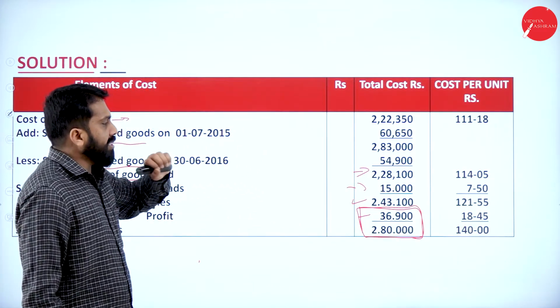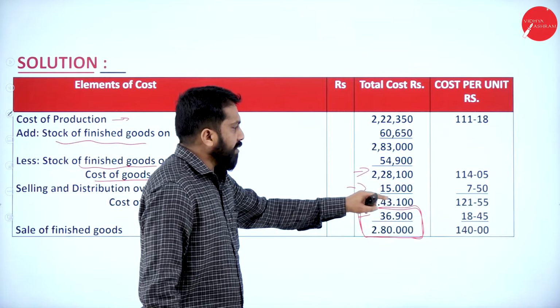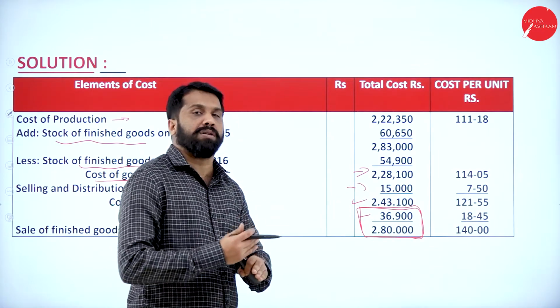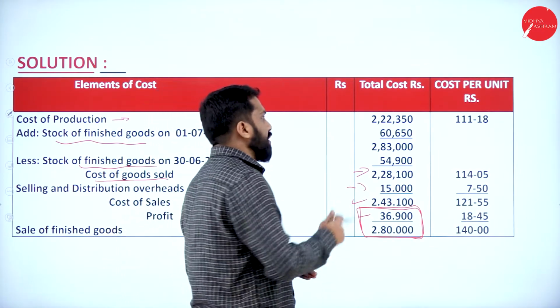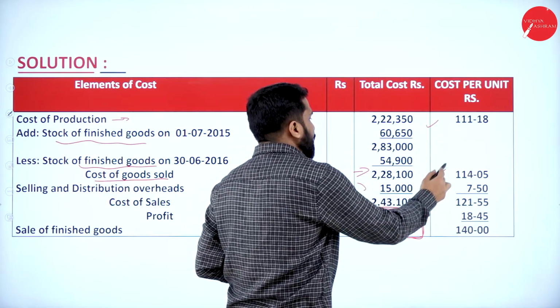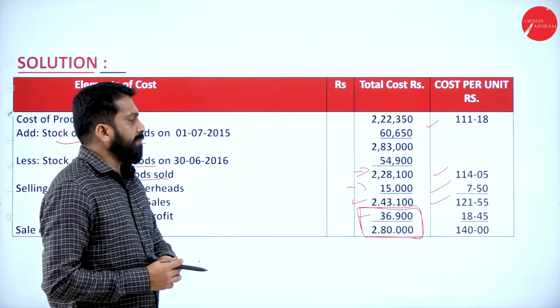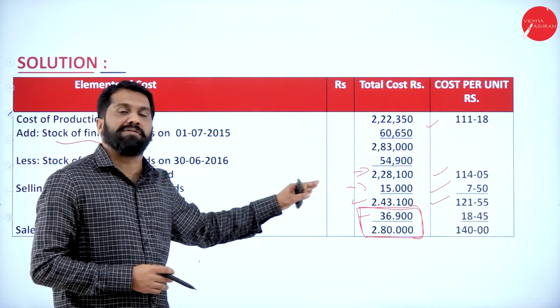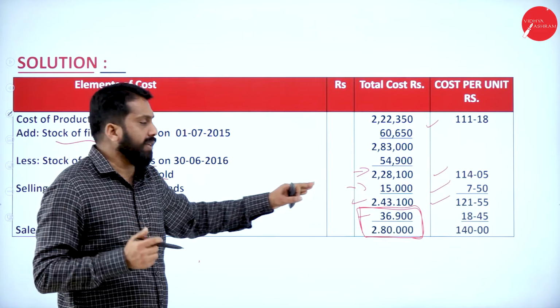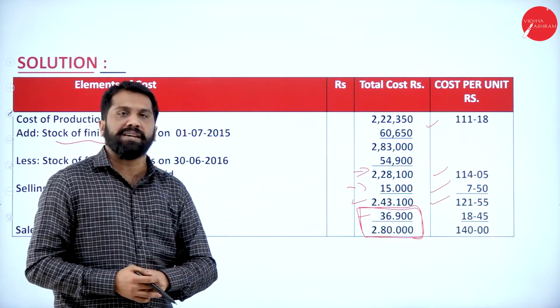Now, up to this, how much you got? 2,43,100. Then last column, what we should do? Very simple. Everything divided by 2,000, 2,000, 2,000 and as well as 2,000. Nothing much, no changes. The number of units is 2,000. Everything should be divided by 2,000.